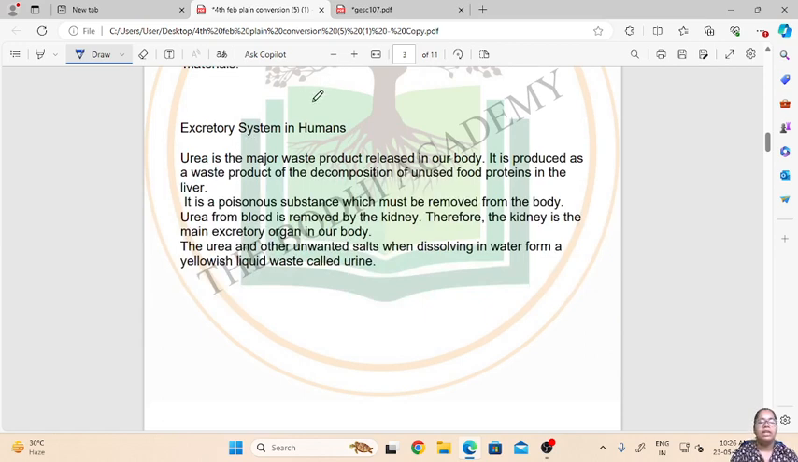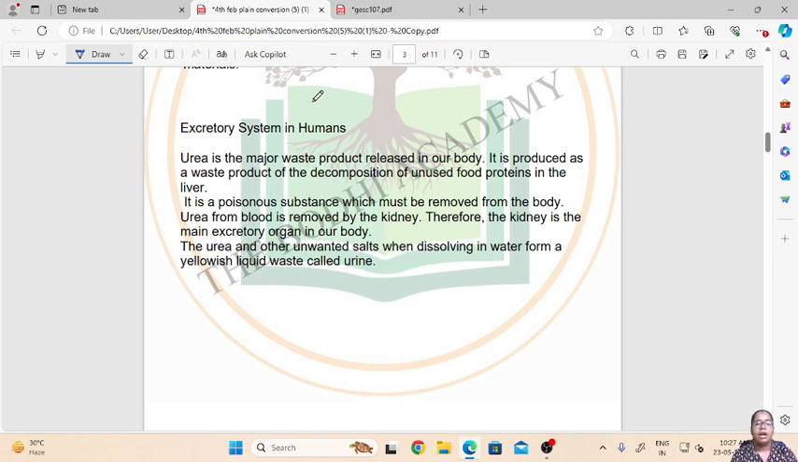Urea is the major waste product released in our body. It is produced as a waste product of the decomposition of unused food protein in the liver. It is a poisonous substance which must be removed from the body. If it remains in our body, it will be toxic to our body and will cause some toxic effect.